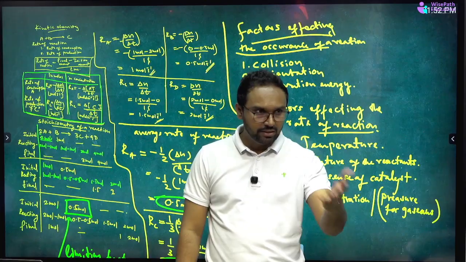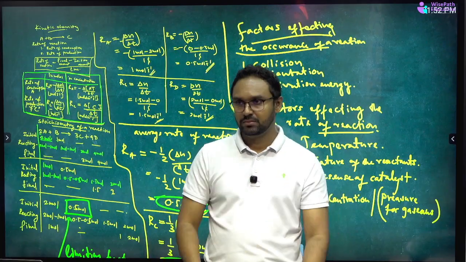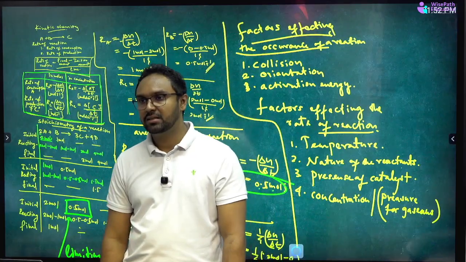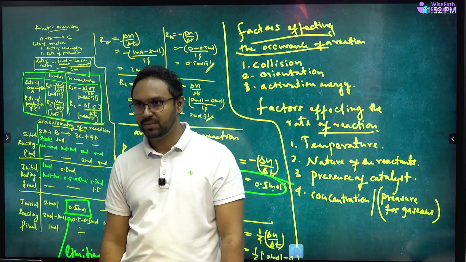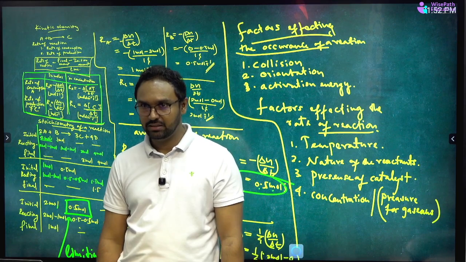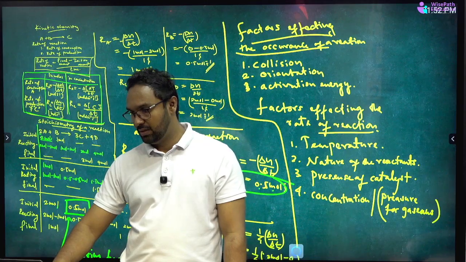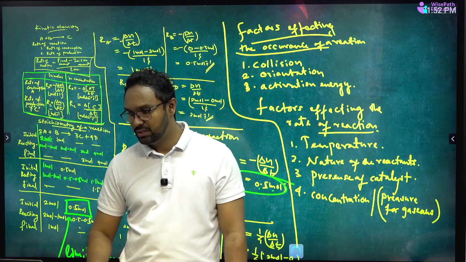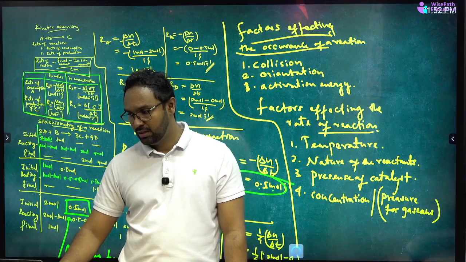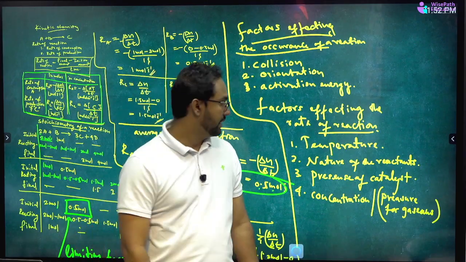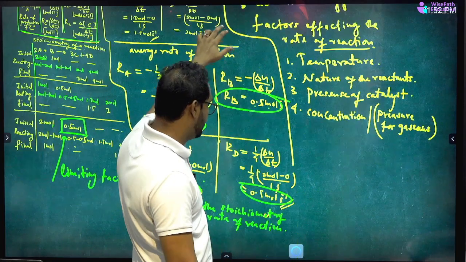That is the probability of colliding the reactants. So the rate of reaction. Get it? Right. Then the concentration and time graph. Right. Concentration and time graph.